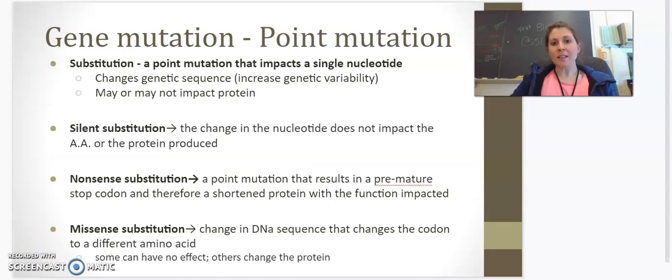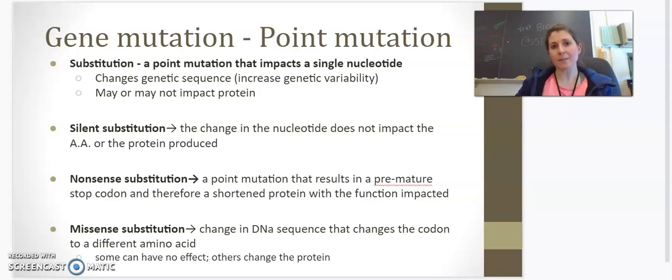All right, so gene level mutations, point mutations. This is generally a substitution. It's going to be a point mutation that impacts one single nucleotide in a sequence, so one of those A's, C's, T's, and G's. It's going to change the genetic sequence, which increases the genetic variability, which sometimes is a good thing. And it may or may not impact the phenotype or impact the protein.